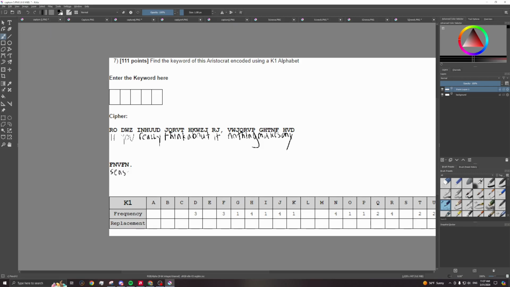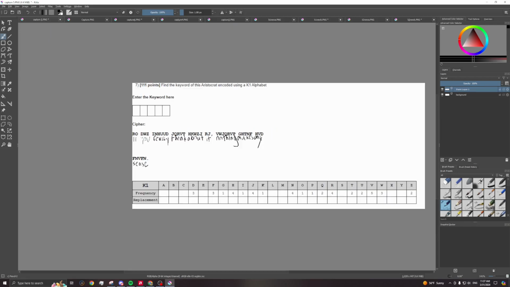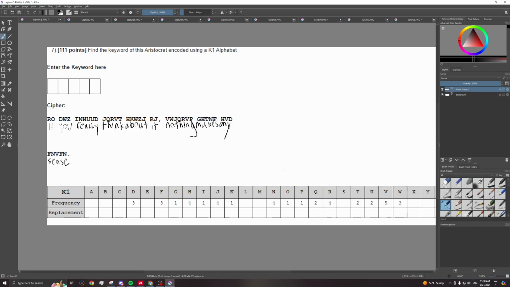Okay, the magic of having the answer key. Okay, so yeah, let's just fill stuff in. I'll fill in uppercase to make things conventional.